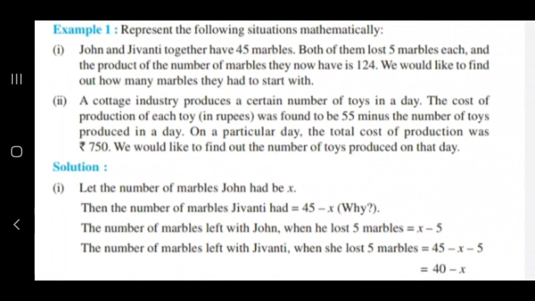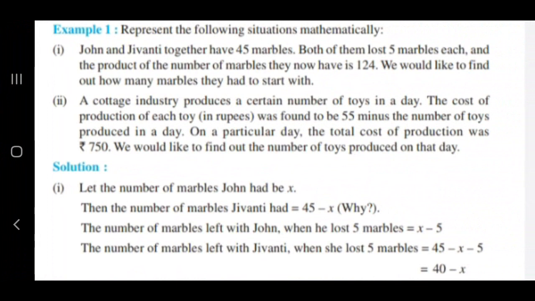A cottage industry produces a certain number of toys in a day. The cost of production of each toy was found to be 55 minus the number of toys produced in a day. On a particular day, the total cost of production was rupees 750. We would like to find the number of toys produced on that day. Yes, dear children.